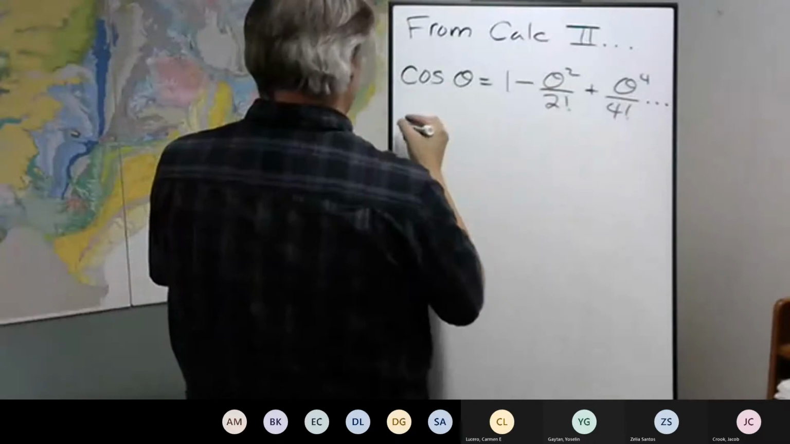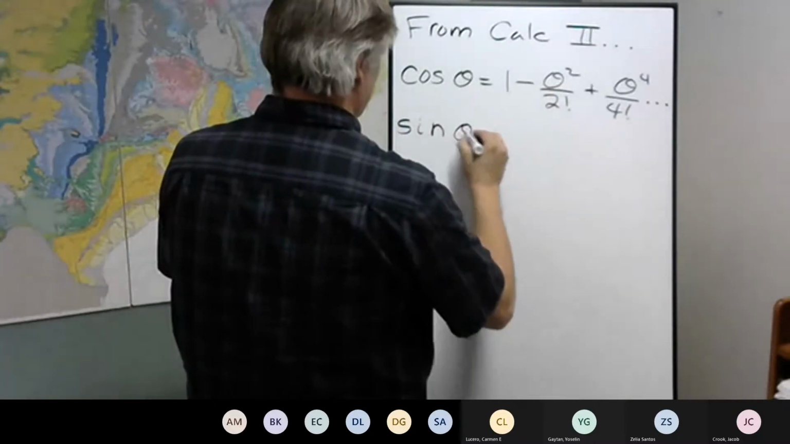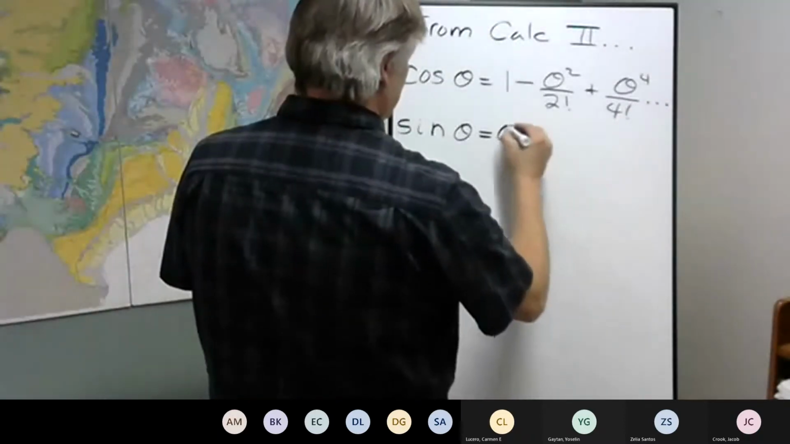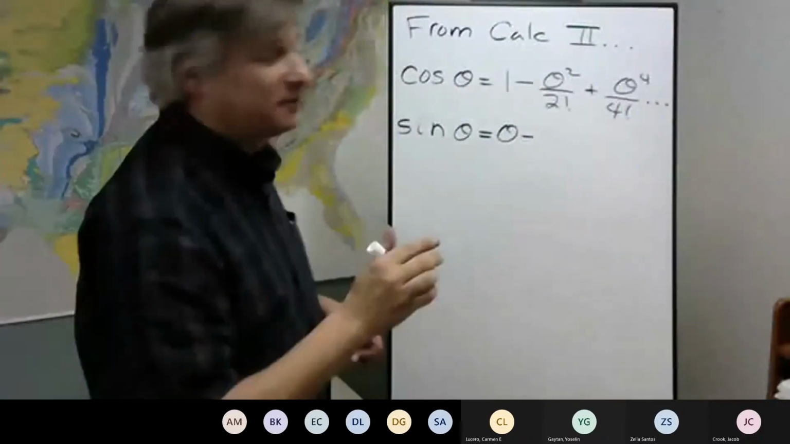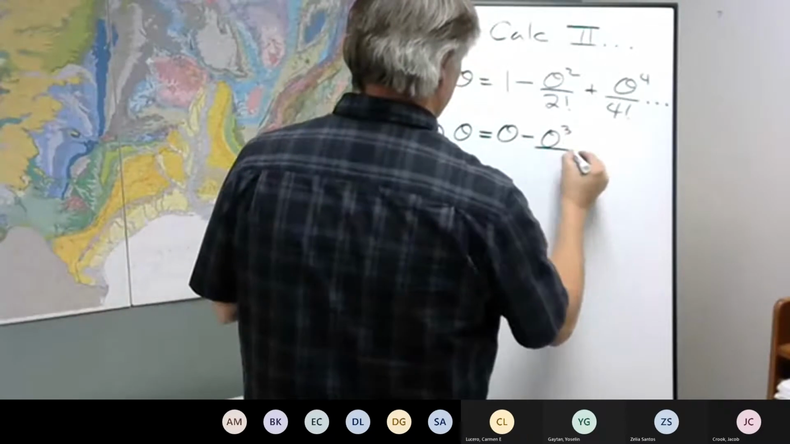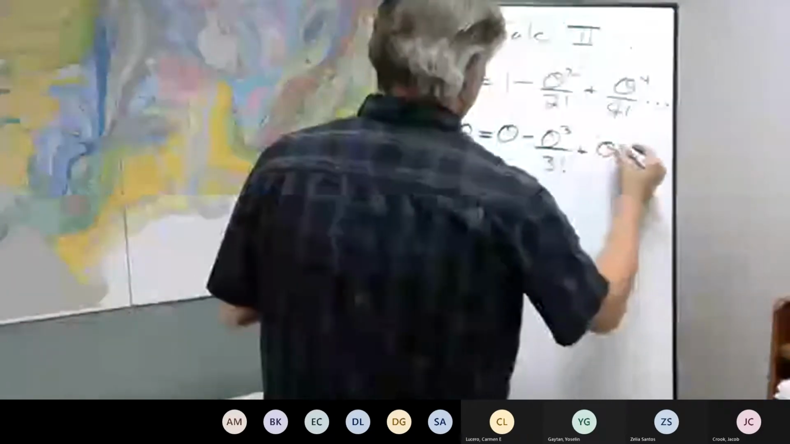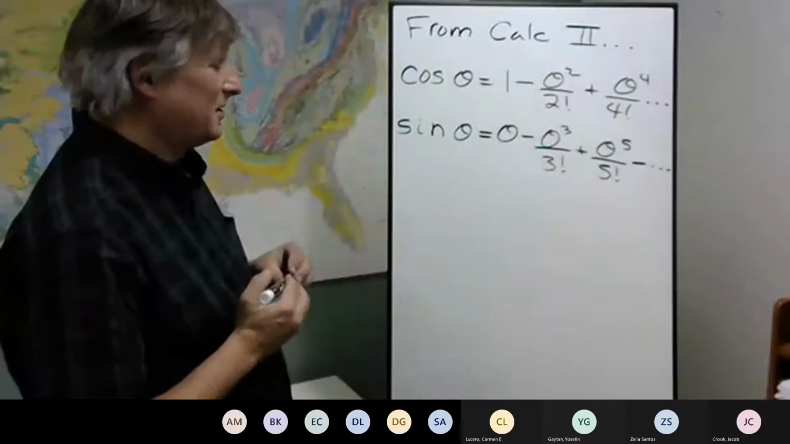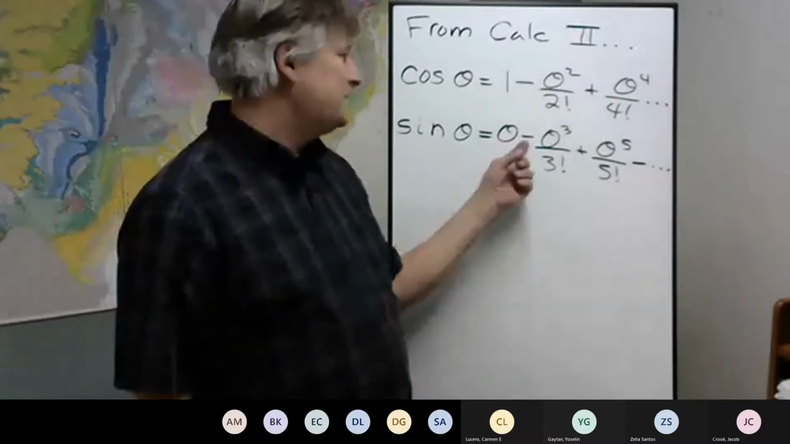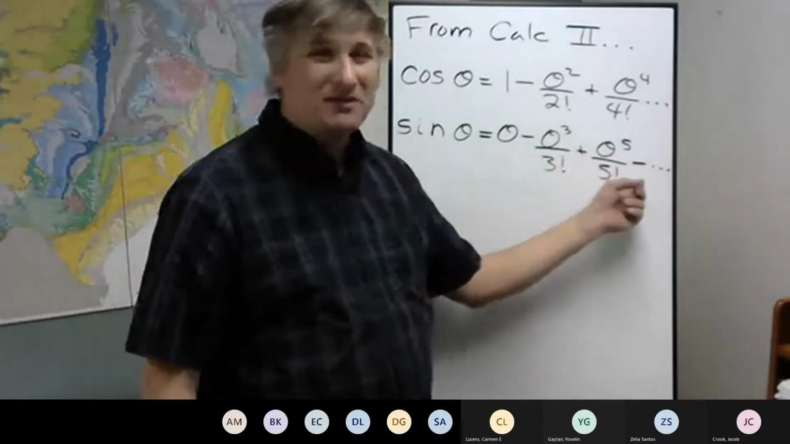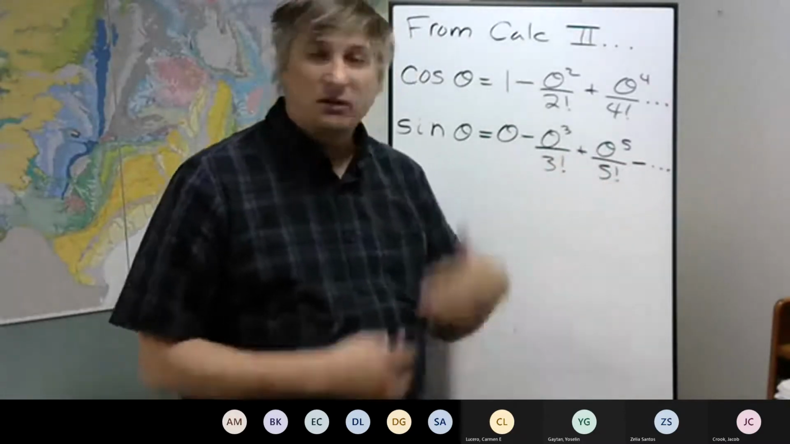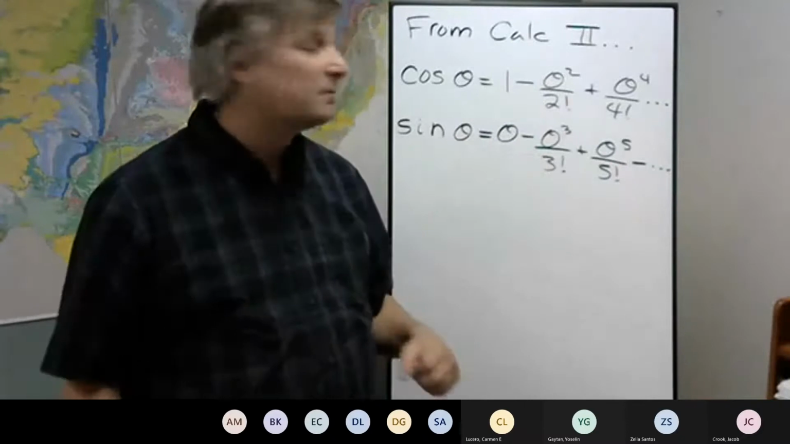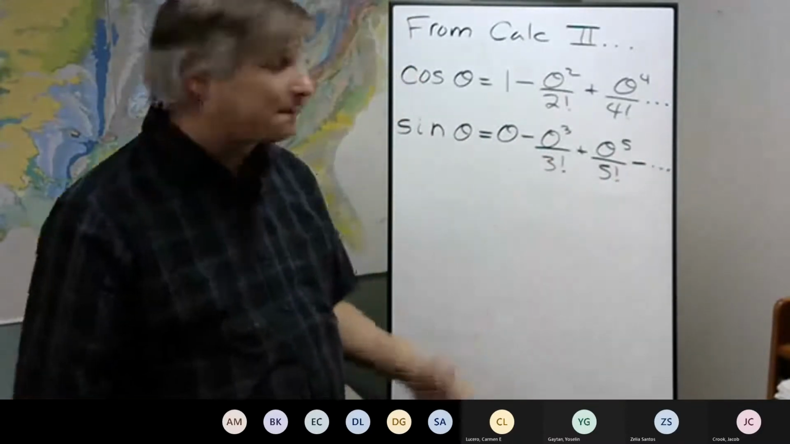Now for sine. And what I can do, I can send you the link to where I'm drawing these. They might be helpful in the future. And this one's doing the same thing. So we'll have a minus theta cubed plus theta to the 5th, a minus theta to the 7th, a plus theta to the 9th. It'll just go on and on forever. With a cubed, you get a 3 factorial. With a 5th, you get a 5 factorial. With a 7th, you get a 7 factorial, and so on.